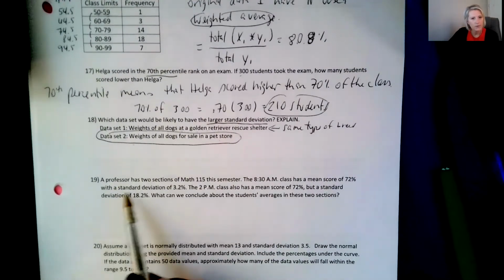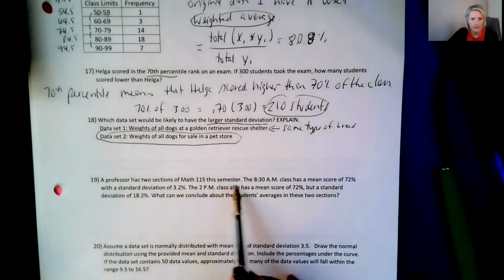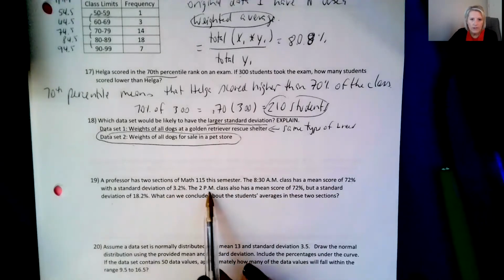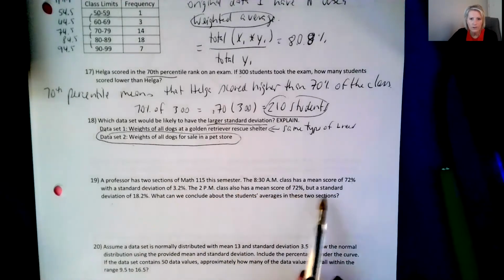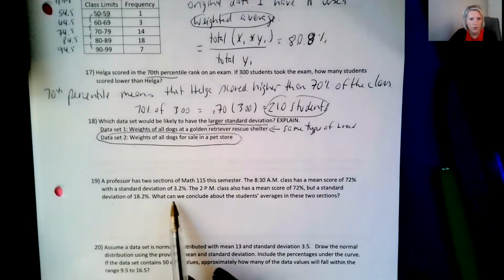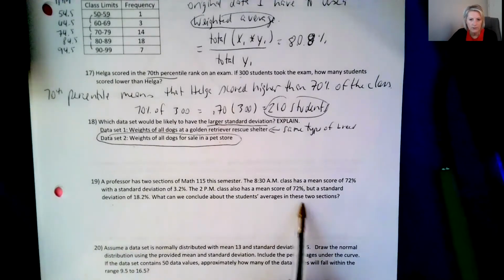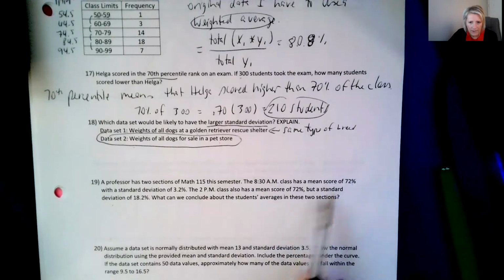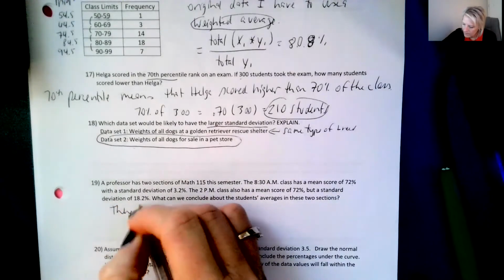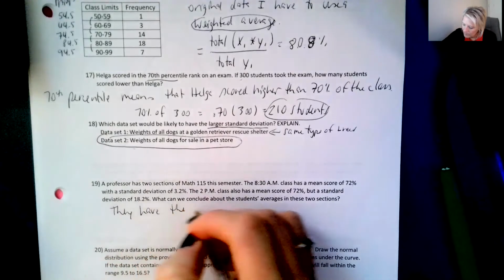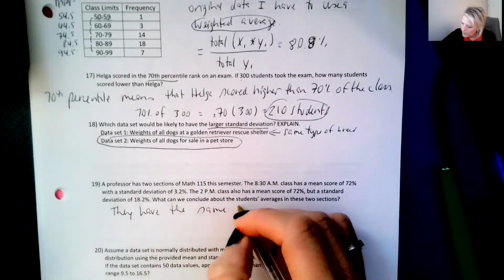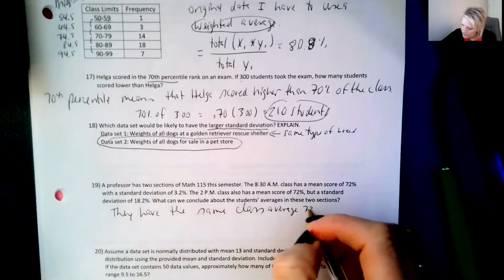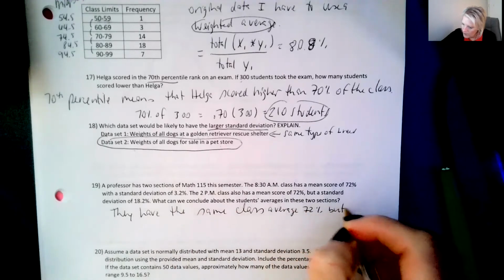Question 19. It says a professor has 2 sections of Math 115 this semester. The 8:30 a.m. class has a mean score of 72% with a standard deviation of 3.2. The 2 p.m. class also has a mean score of 72%, but a standard deviation of 18.2. What can we conclude about the students' averages in these 2 sections? Okay, so the morning class, they have the same mean. They have the same class average.